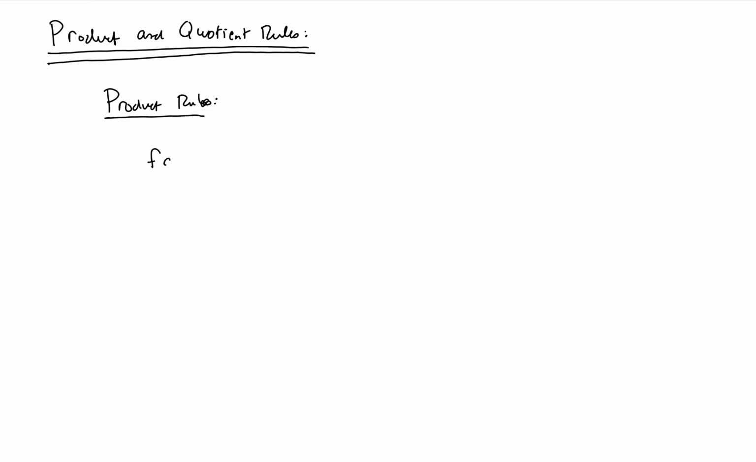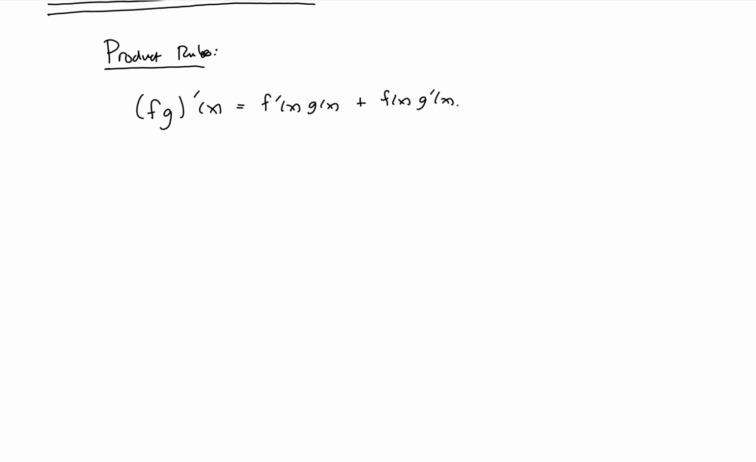So if I take two functions f and g and I take the derivative, this is the derivative of the first function times the second plus the first function times the derivative of the second. So let's go ahead and see where this comes from. We didn't talk about where this comes from at all in the flip class video.